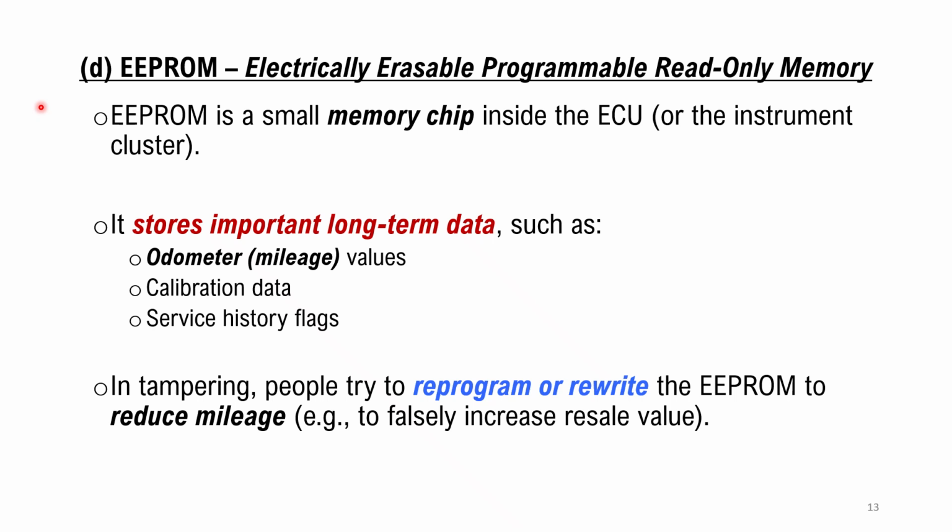EEPROM, that is electrically erasable programmable read-only memory. EEPROM is a small memory chip inside the engine control unit or the instrument cluster. It stores important long-term data such as odometer mileage, calibration data, and service history flags. In tampering, people try to reprogram or rewrite the EEPROM to reduce mileage, for example, to falsify and increase resale value.